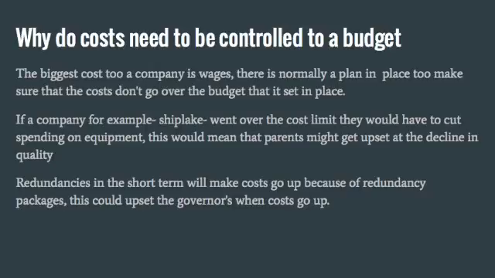Why do costs need to be controlled to a budget? The biggest cost to a company is wages. There is normally a plan in place to make sure that the costs don't go over the budget that is set. If a company, for example Shiplake, went over the cost limit, it would have to cut spending on equipment. This would mean that parents might get upset at the decline in quality, especially as Shiplake is a school that focuses on profit satisficing.